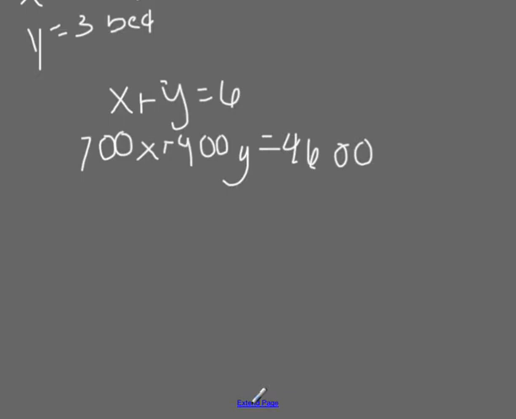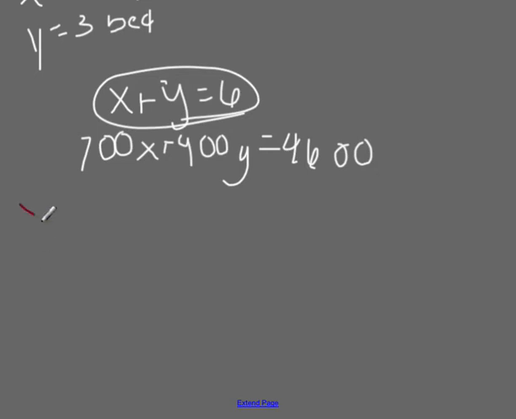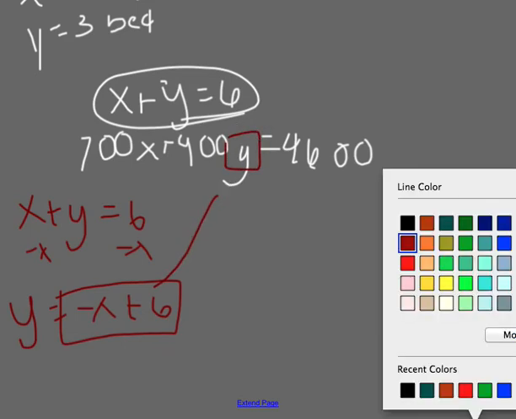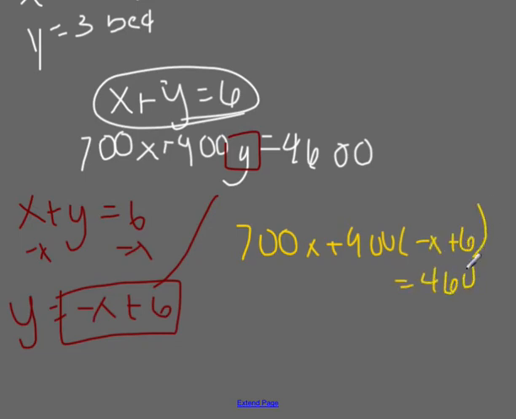Now we're going to go ahead and solve this by substitution. So I'm going to take that and solve it for y. So subtract x from both sides. So I get y is equal to negative x plus 6. Now I'm going to take this and plug it in for y in that second equation. So then I'm going to get 700x plus 900 times negative x plus 6, and I'm going to run out of room, is equal to 4,600.